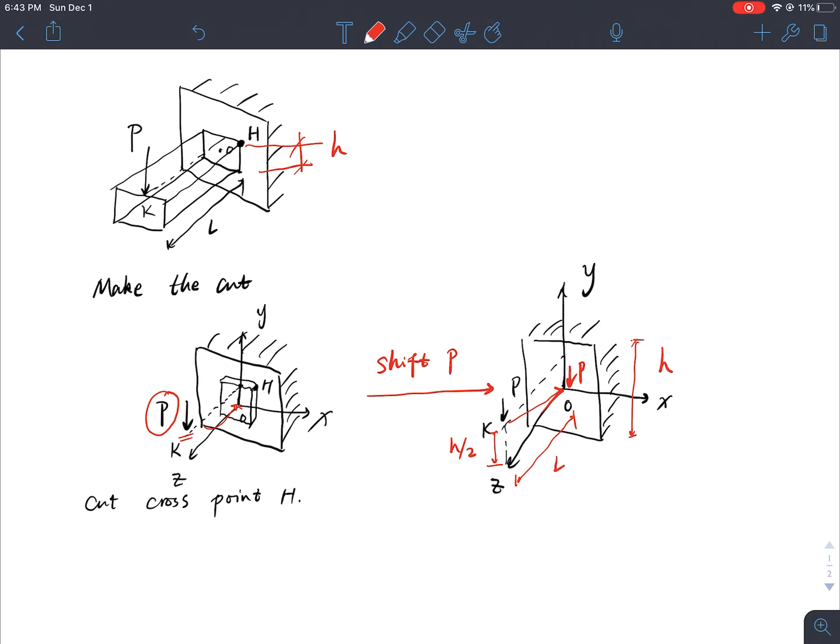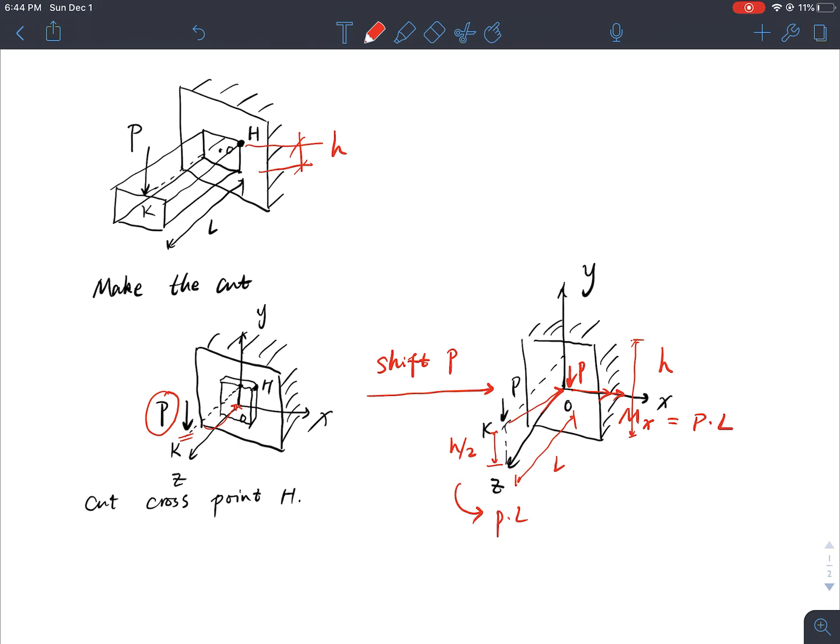Let's take a look at what kind of forces I will have. When I shift my P from K to O and travel the distance L, basically I will add a moment of PL going this way. Putting in a double arrow, this is the moment Mx equal to PL.